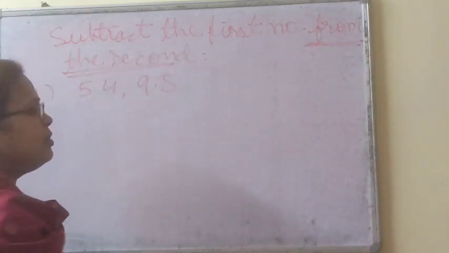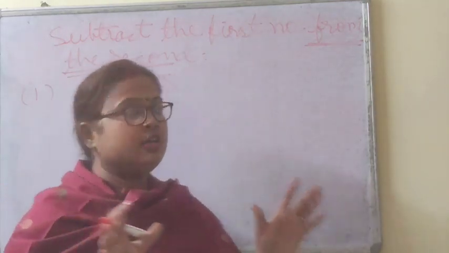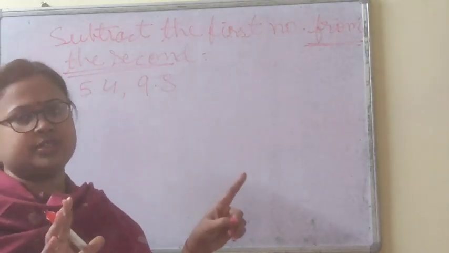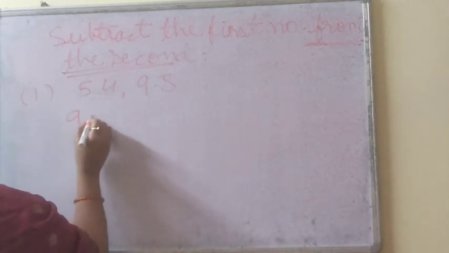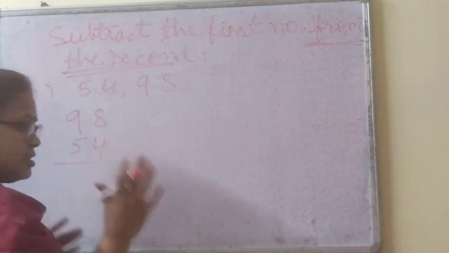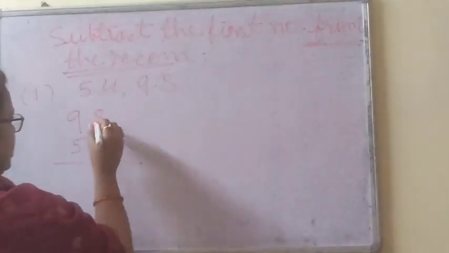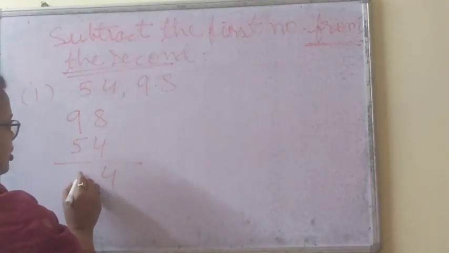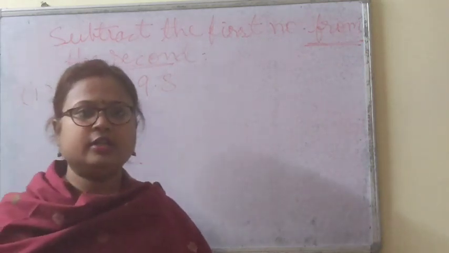In examination, what happens? In a hurry or because of nervousness, you don't read the whole question. You just see "subtract" and start subtracting. No, read the whole question. So from the second term, we will write first 9.8, and then we will write 5.4, again in such a way that the decimal point falls in the same vertical line. 8 minus 4 is what? 4. And 9 minus 5 is what? 4. Clear? So the answer will be 4.4.